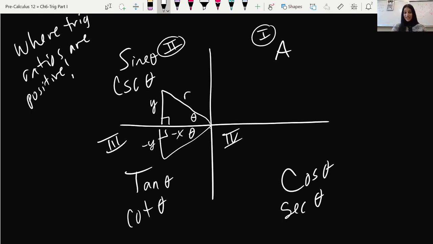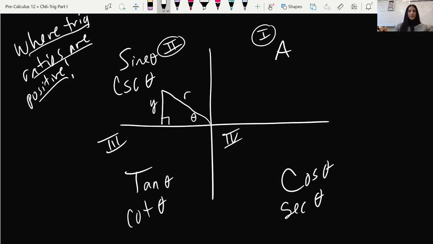I just said I wasn't going to do this one for you, and then I did it anyways, and I do stuff like that all the time. So I hope that that's helpful, and I hope that you're able to make sense of how we would figure out where the trig ratios are positive on a unit circle.